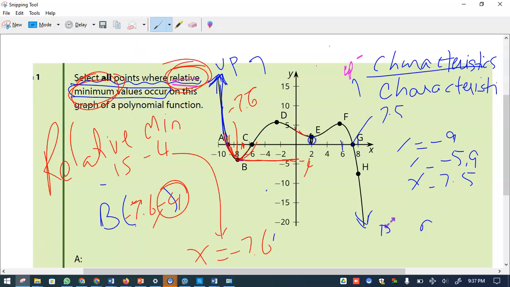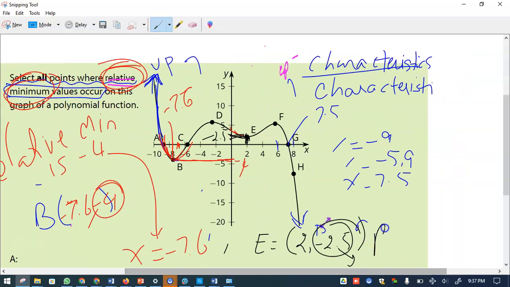This point is at 12, but the minimum here could be maybe minus 2.5. So that's another point, that's E. E is the point which is at 2, at minus 2.5. So this is another relative minimum.